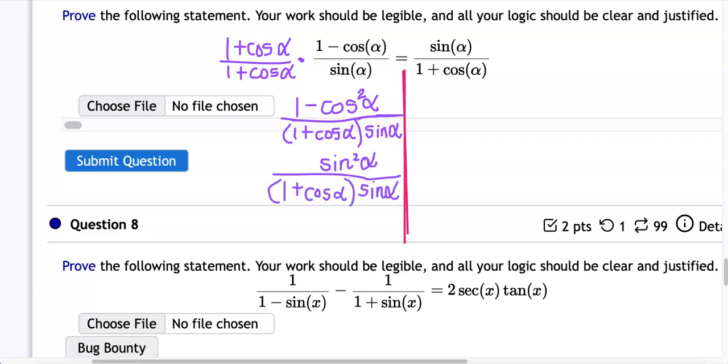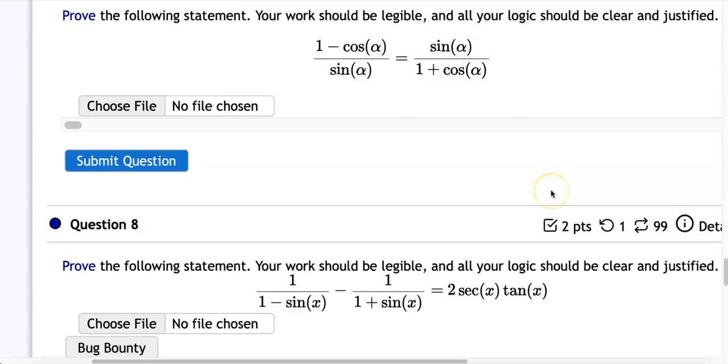And then now you can see that one of the sine alphas from the numerator is going to cancel with one of the sine alphas in the denominator. So here I'm going to show this cancellation using check marks. And then what is the next line? The next line is precisely what I have here over on the right hand side. So I would want to copy that right here at the bottom. And that then is your finished product for that one.